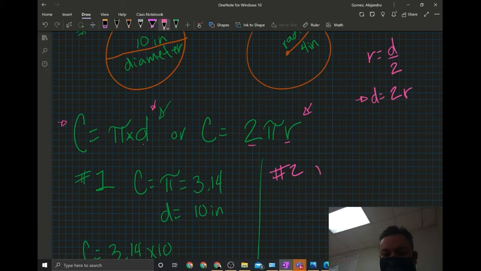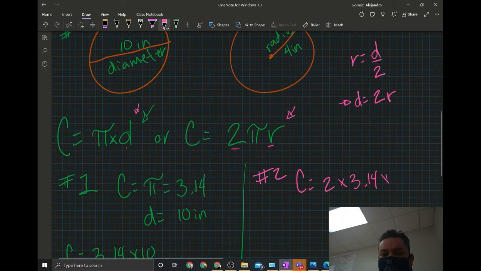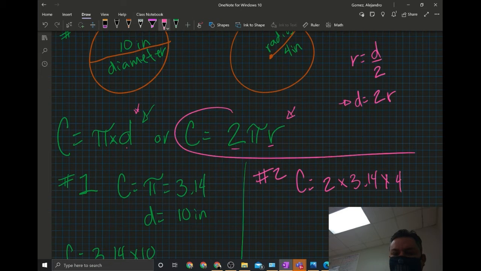So the circumference is going to be 2 times 3.14 times the radius, which is 4. Now you can multiply in any order. You can even rewrite this formula to make it easier for you if you want to.